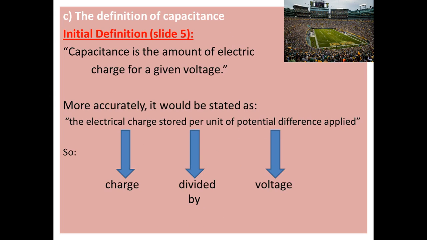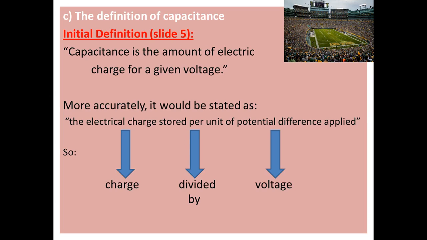But moving on to part C, our definition of capacitance. We saw earlier on the slide with Michael Faraday, it talked about capacitance as being the amount of electrical charge for a given voltage. And that, in terms of the words, is enough to derive our definition. A better way of stating it would be the electrical charge stored per unit of potential difference.